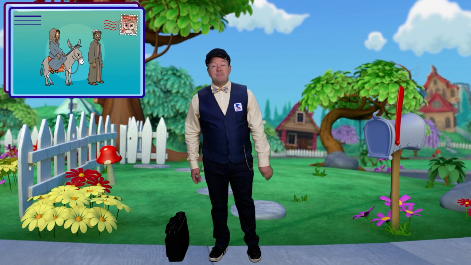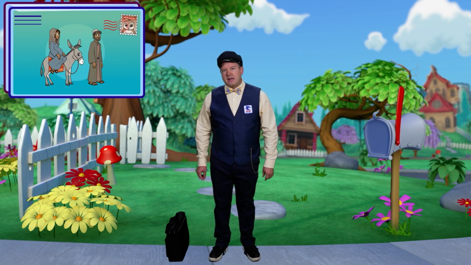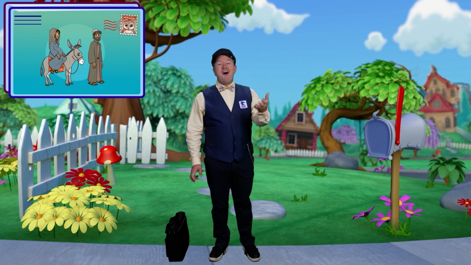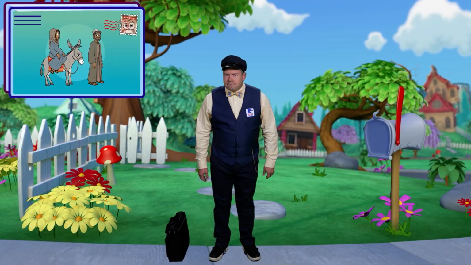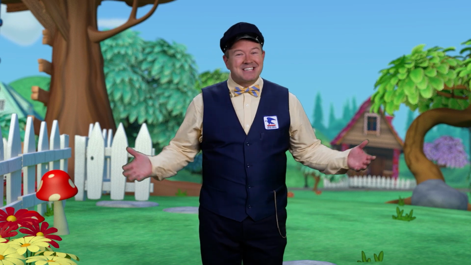Look, it's Mary and Joseph. What is Mary riding on? Do you know what that animal is? A donkey, you're right. What does a donkey say? Hee-haw, hee-haw, hee-haw. Great job. Mary and Joseph needed an animal, like a donkey, to get to the town of Bethlehem.